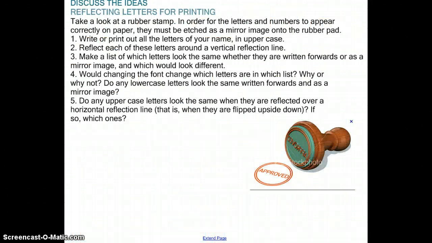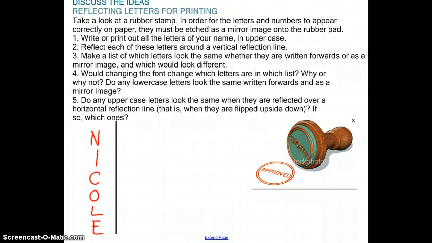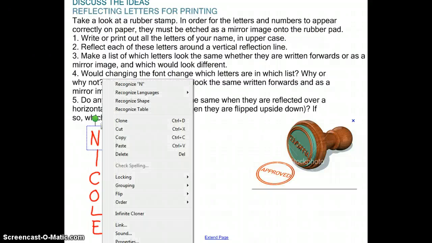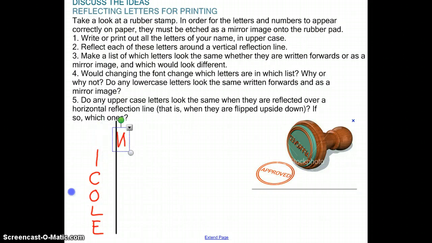Discuss the ideas, reflecting letters for printing. So if you look at a rubber stamp, you'll notice that it looks backwards. We're going to write or print out all the letters of your name in uppercase. And then you need to make a line of reflection. Try then flipping these to make mirror images on the other side. So again, with the smartboard, I could flip this and it should be reflected like that.